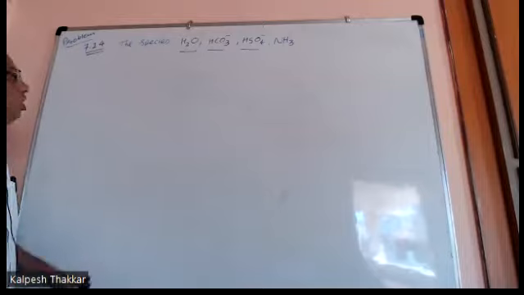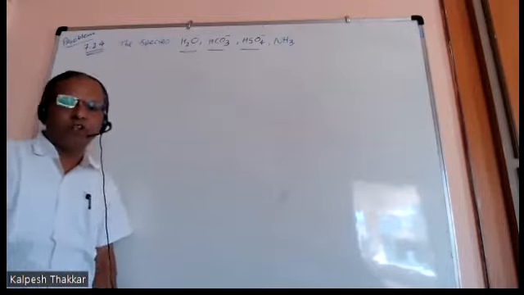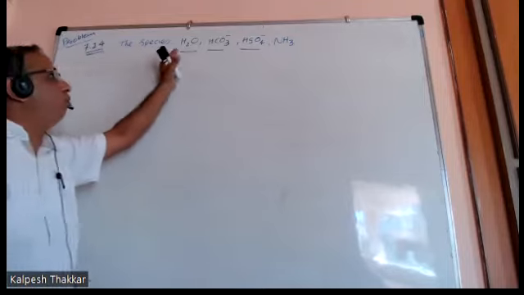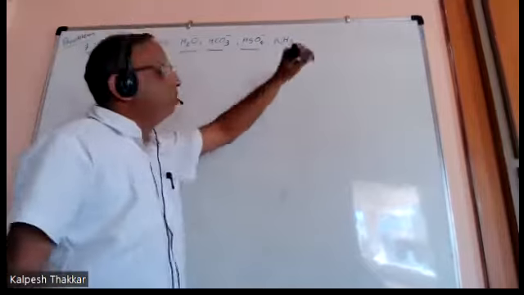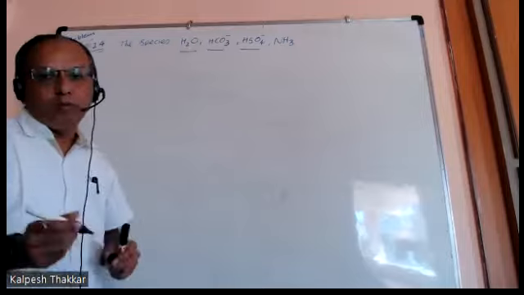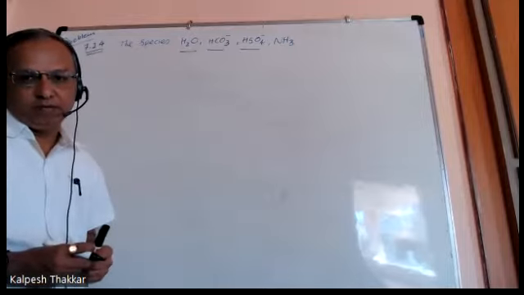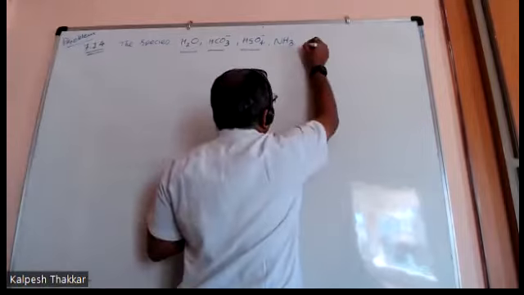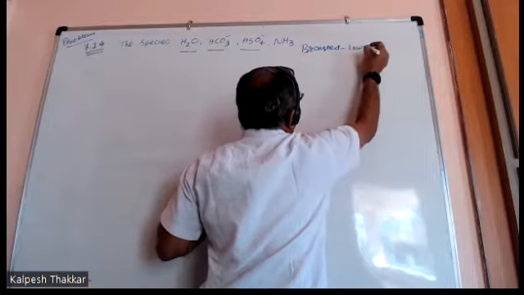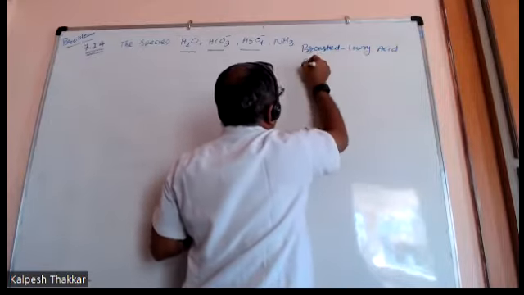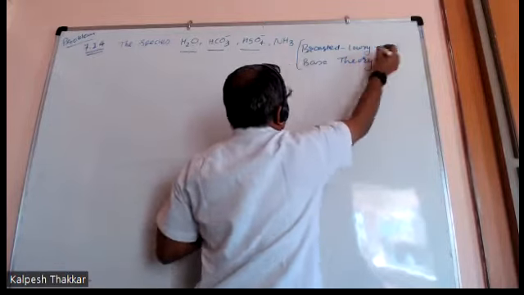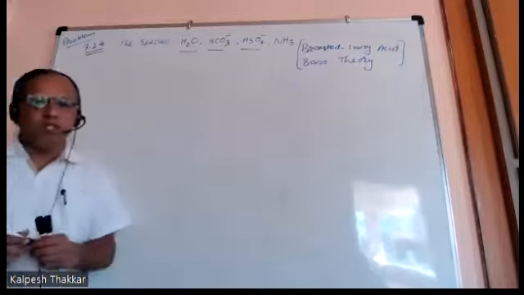So friends, question number 7.14, problem number 7.14, chapter number 7. Species are given: H2O, HCO3 minus, HSO4 minus, and NH3. This is based on Bronsted-Lowry acid-base theory. So the name of the topic is Bronsted-Lowry acid-base theory. So this question is based on this topic.